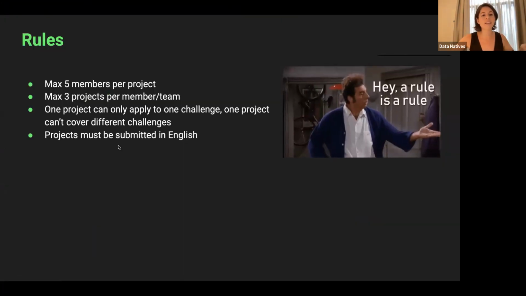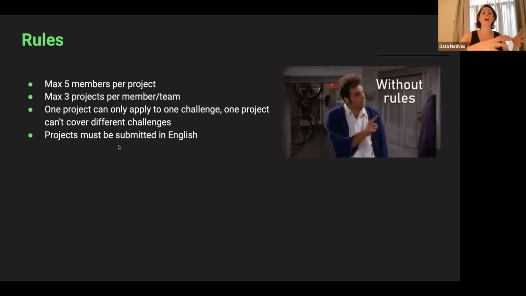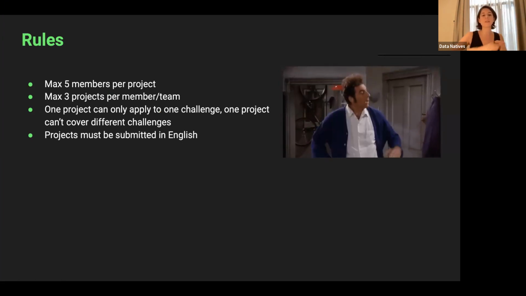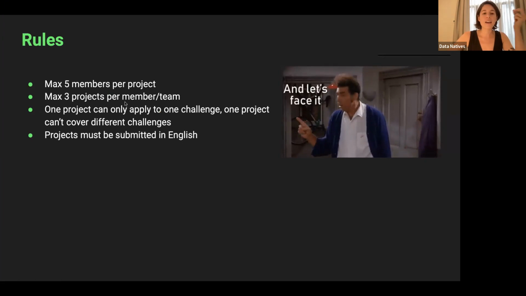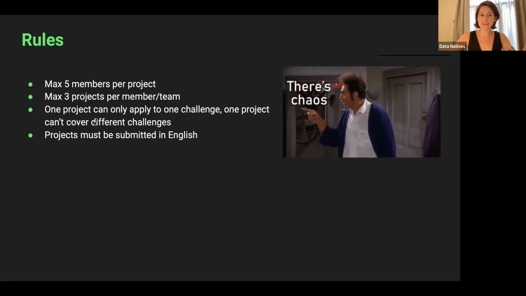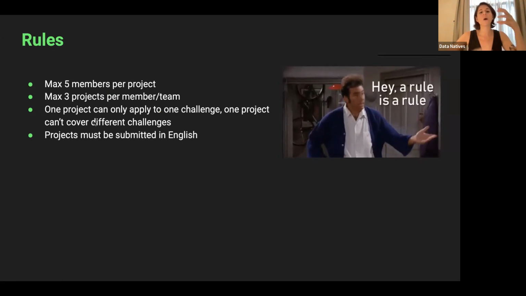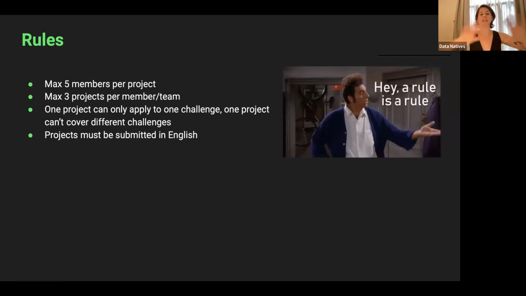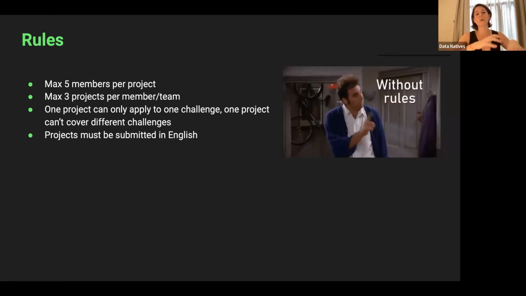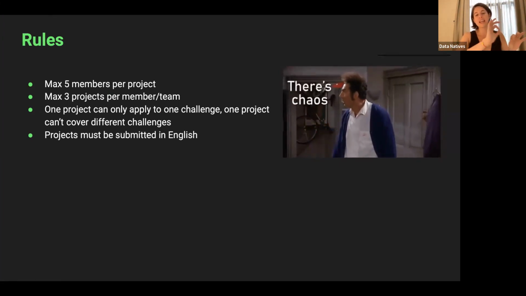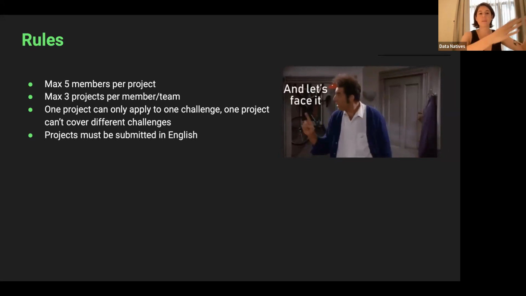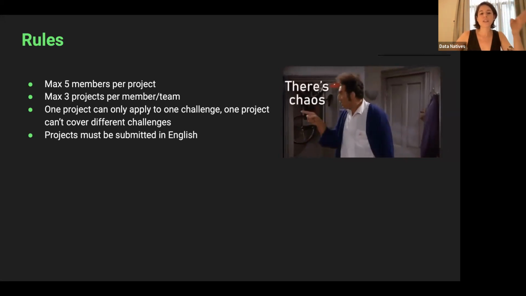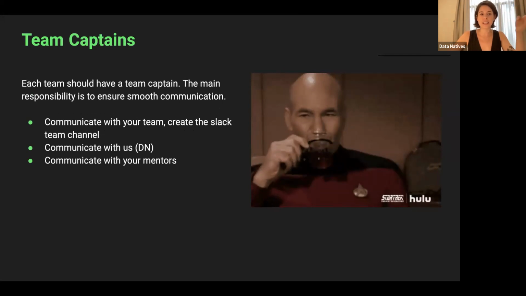Okay, so let's go through a couple of rules for the hackathon. There has to be a maximum of 5 members per project. Every member or team can apply to a maximum of 3 projects, and one project can only apply to one challenge. You can't submit one project that is applying to different challenges. That's why Diogo showed you how to tag each project to the challenge that it's applying to, and all projects must be submitted in English.